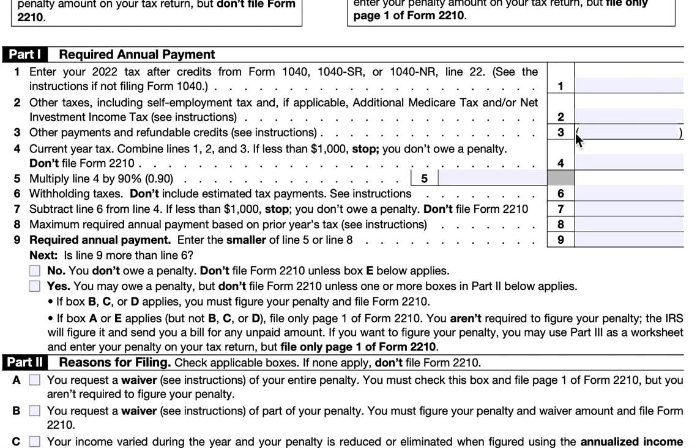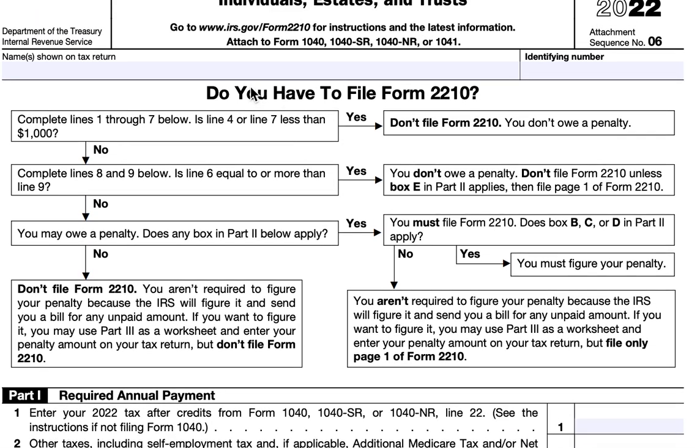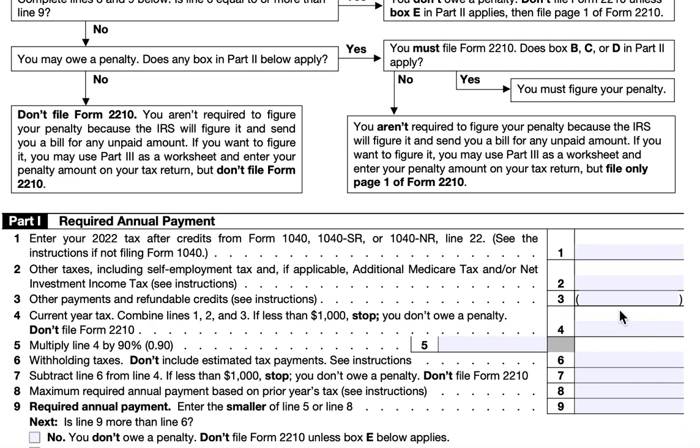For line 4, you would just combine lines 1, 2, and 3. If this amount is less than $1,000, then you don't owe a penalty. So basically, if you're calculating this, this is the first part of the flow chart up here. Whether or not this is less than $1,000, you would just stop at line 4.